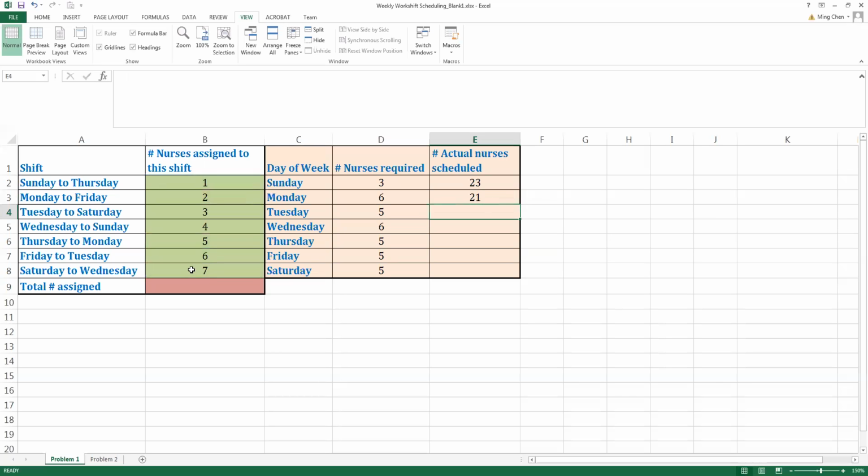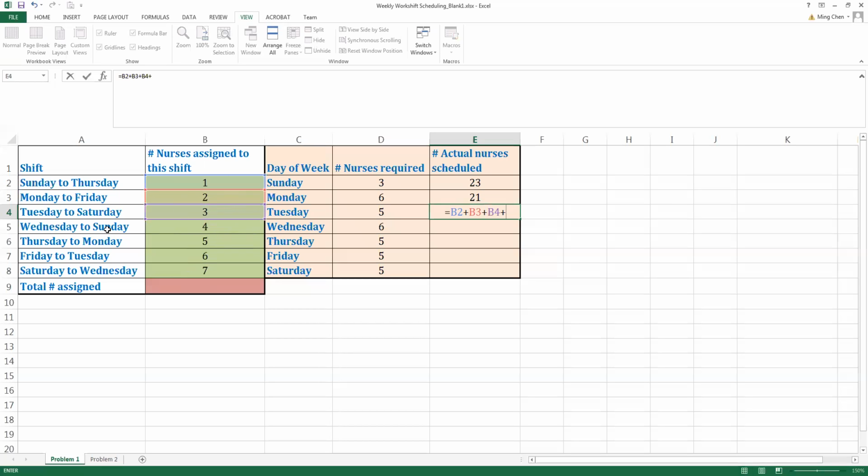What about Tuesday? Who will be working on Tuesday? We can do a similar analysis and calculation. The ones working from Sunday to Thursday will obviously be working on Tuesday. So B2, plus the ones working from Monday to Friday, plus the ones working from Tuesday to Saturday.